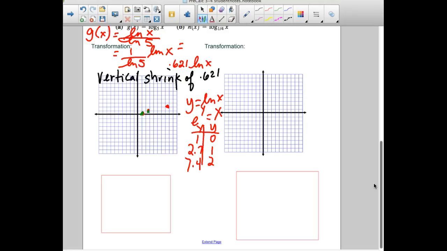Okay. So our log graph is just a normal log curve. It's just been shrunk a little bit.